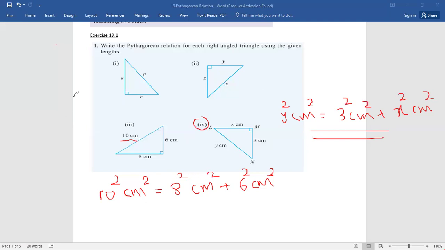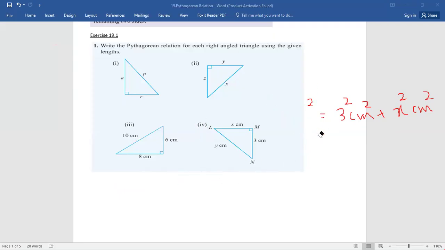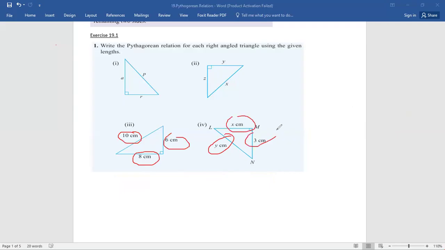Okay. So let's move to the next exercise. Try to catch the pattern. Always you have to begin from your hypotenuse and you have to get the summation of the squares of these two. Hypotenuse, summation of squares of these two. Hypotenuse, addition of the squares of these two, right? And let's move to the next one.